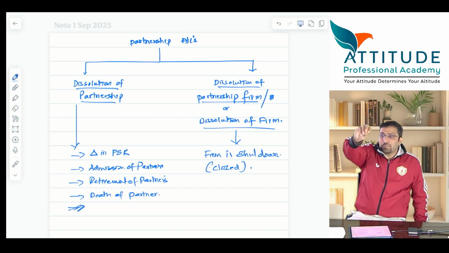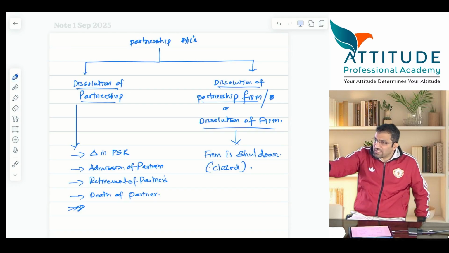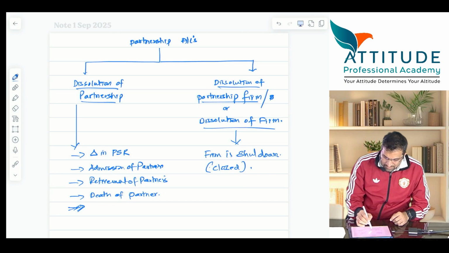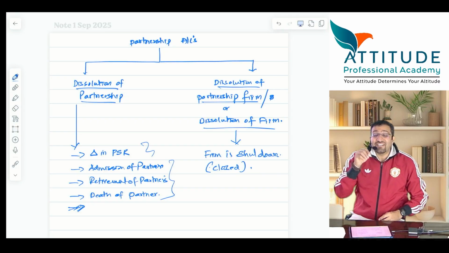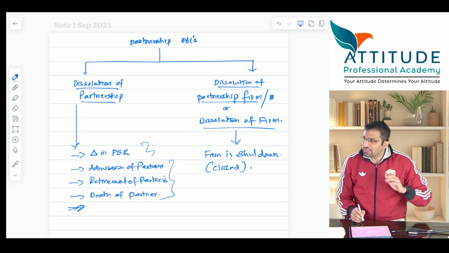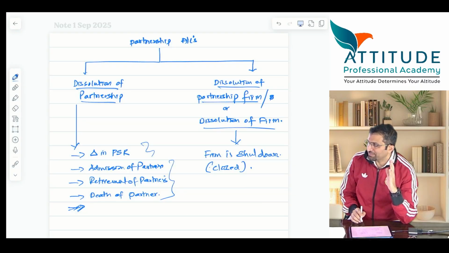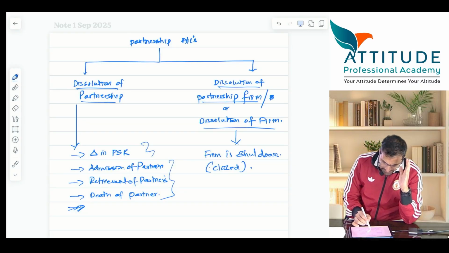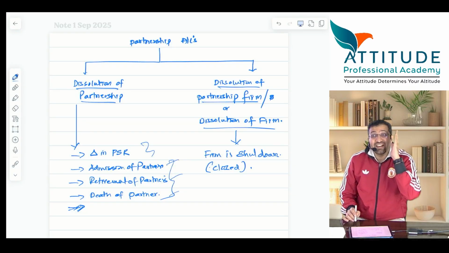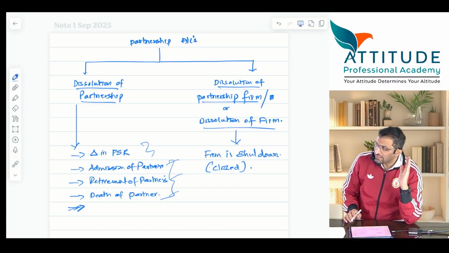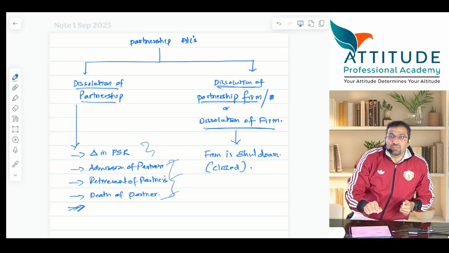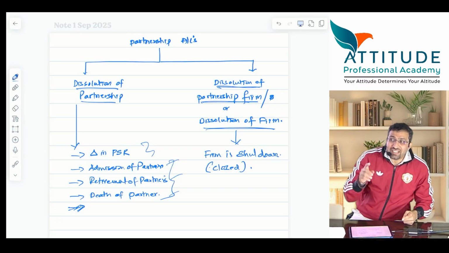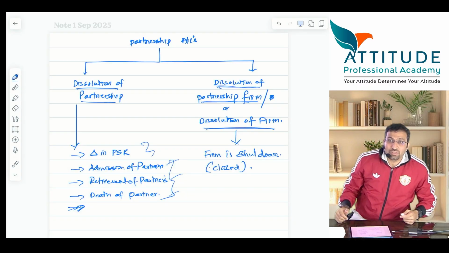Now, people who have studied their second year, you might have studied that in all these cases, admission, retirement, death, you open one important account known as revaluation account. Why that account is opened, I'll tell you later on. But in these cases, admission, retirement and death, you open revaluation account. Okay? And in dissolution of firm, shutter down, you're dissolving, will you prepare revaluation or realization account?